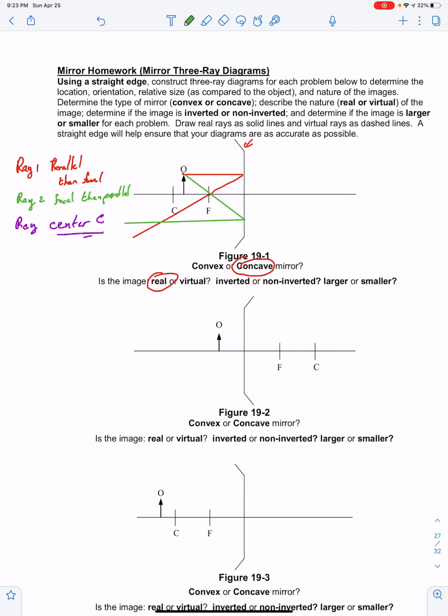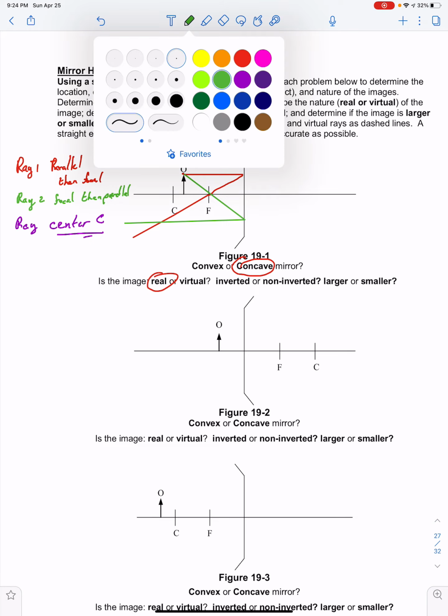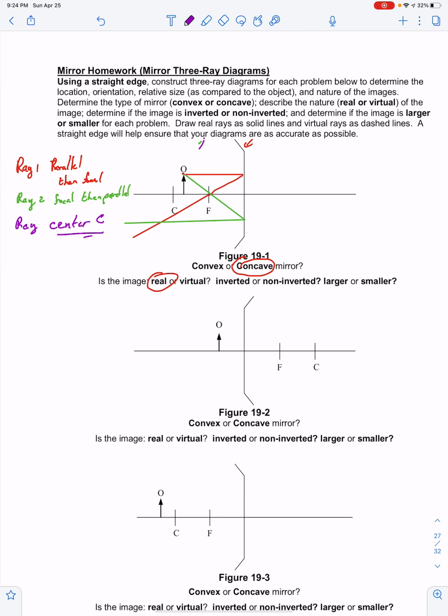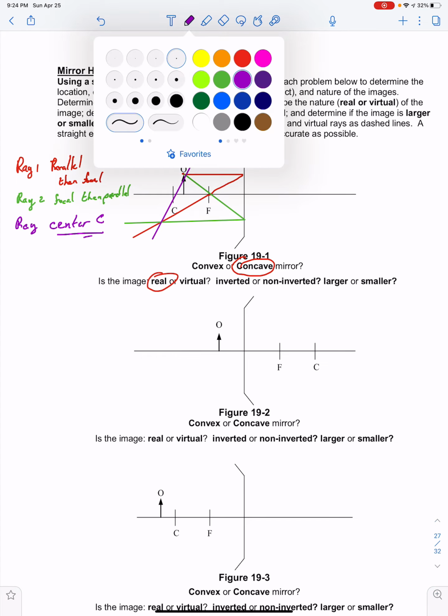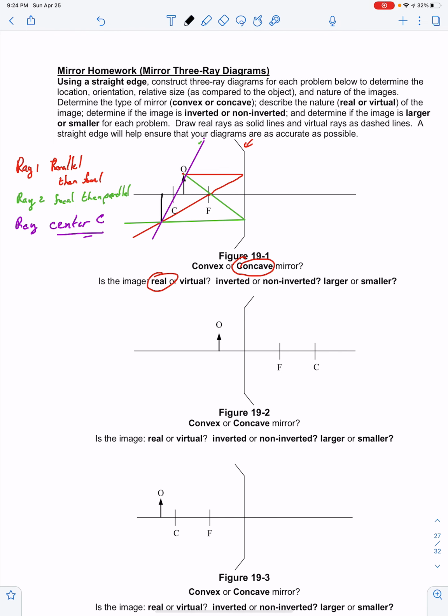But the third ray asks us, hey, you have to go through the center. Notice that you're not hitting the mirror in this situation. You just have to go through the center. So you go straight down towards the center, from the object to the center, and voila. You have the 3 points of contact, and you have your image.